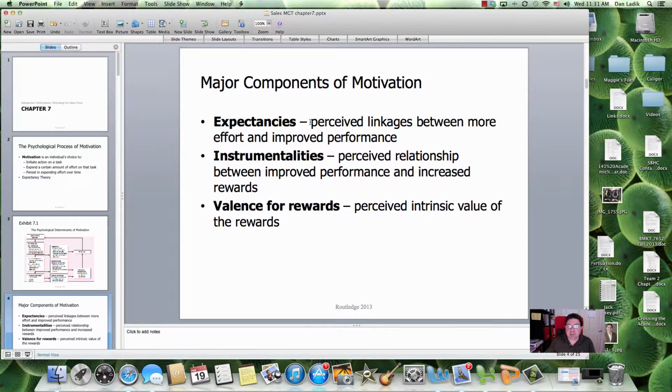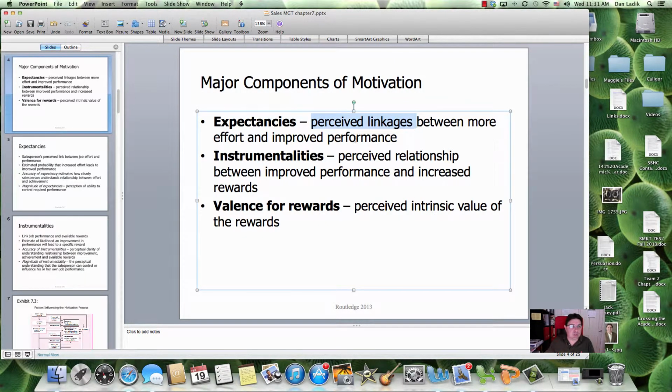So expectancies are perceived linkages between effort and improved performance. My expectancy is the more time I put in, the better I will be rewarded, because the more time I put in, the more performance I will have, therefore the better pay or rewards I will get. You expect if you study a lot, you will get rewarded with the higher score on the exam.